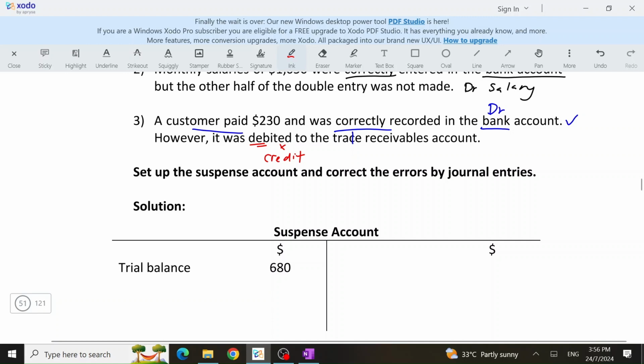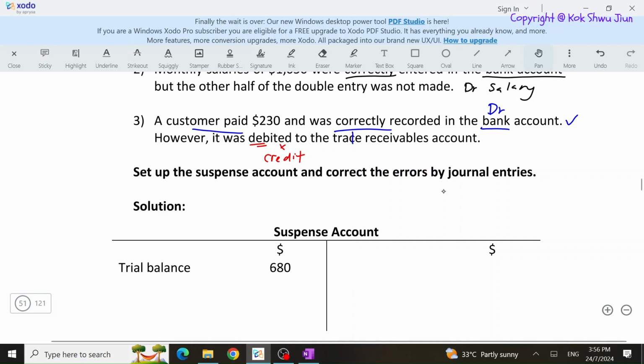Now, again, when something that you should credit, you go and debit it, or something supposed to be a debit entry, you go and credit it. This type of error, when you correct it, you will have to double the amount. It's about the wrong side, the opposite side. You will have to twice the amount.